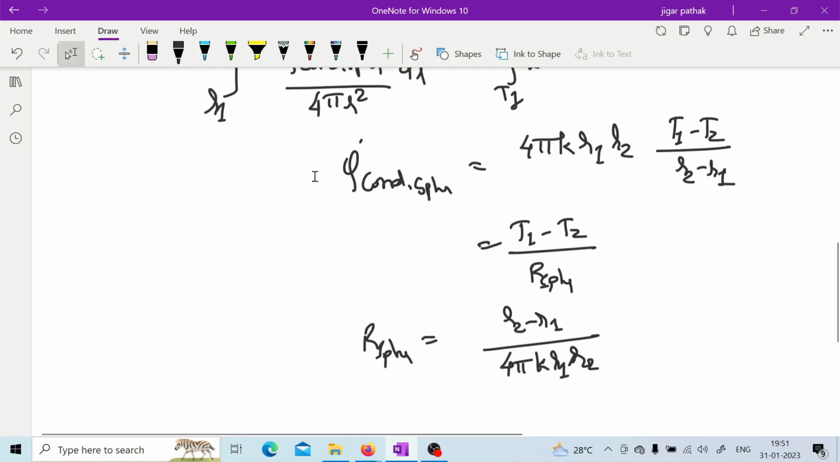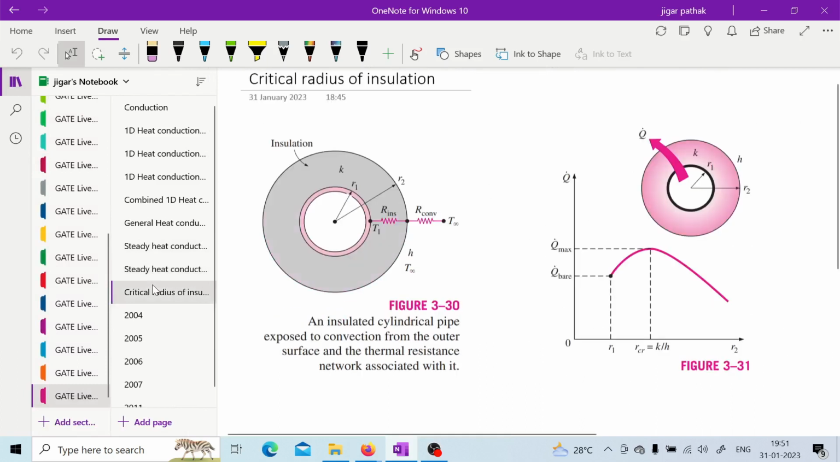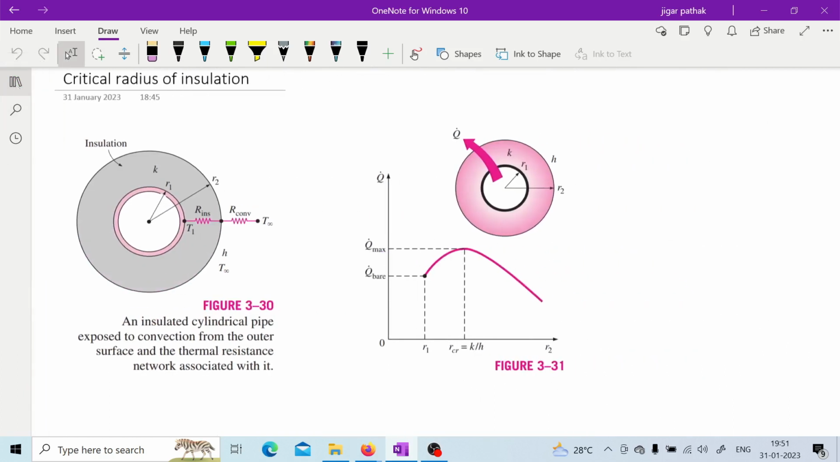Now one more important thing is the critical radius of insulation. We will see this concept and then we will solve some GATE questions. Insulation means we are generally adding insulation in order to reduce the heat transfer. In the case of a plane wall, it is fine: if you add insulation, the length increases, the resistance increases, and heat transfer goes down.